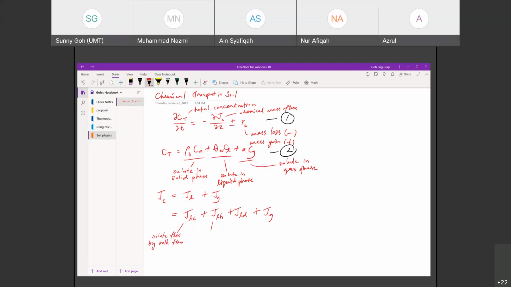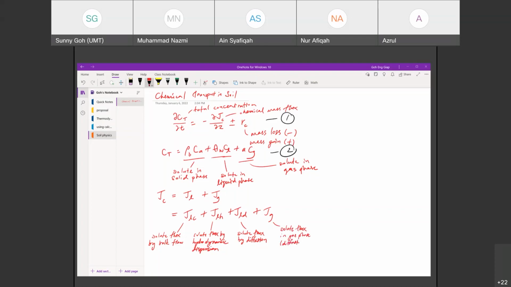JLH is solute flux by hydrodynamic dispersion. Okay. And then JLD is a solute flux by diffusion. Okay. And then this JG is solute flux in gas phase in the form of diffusion.